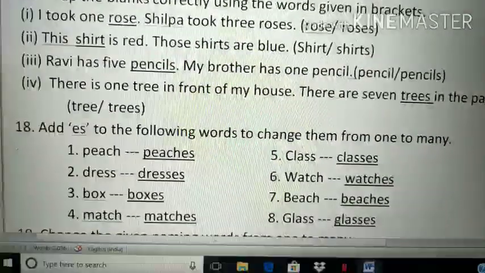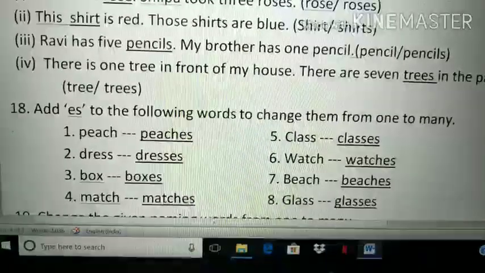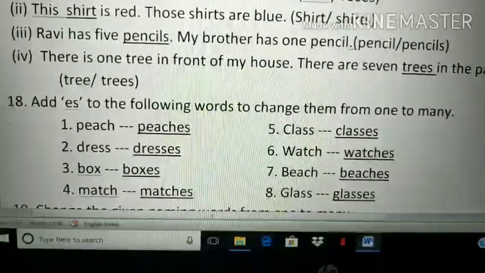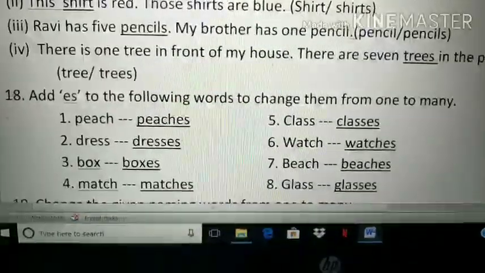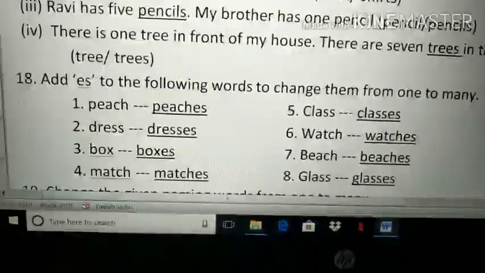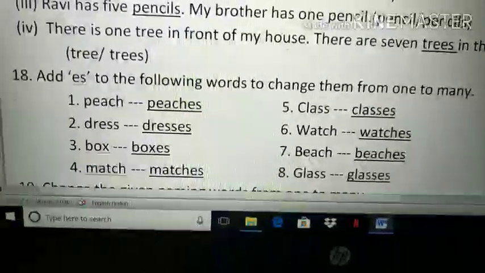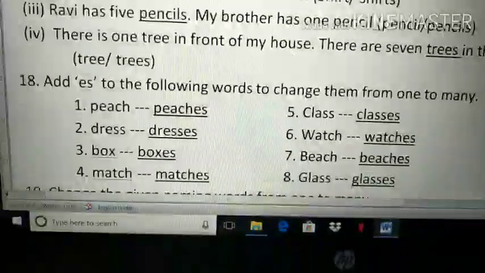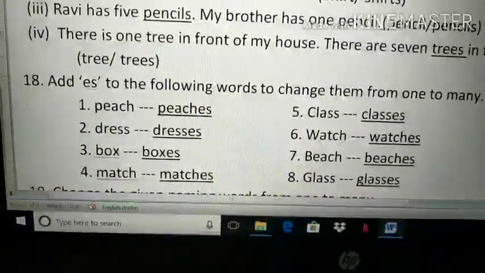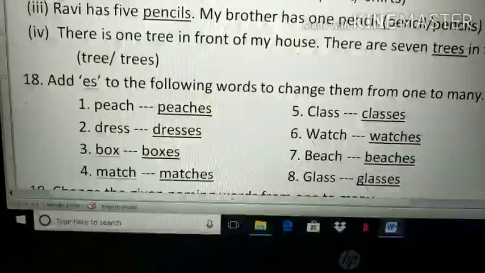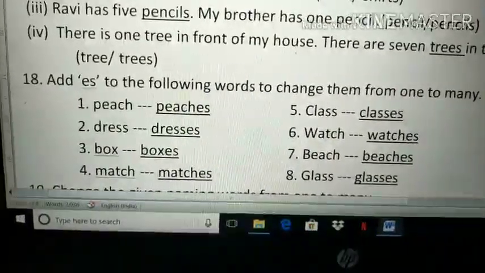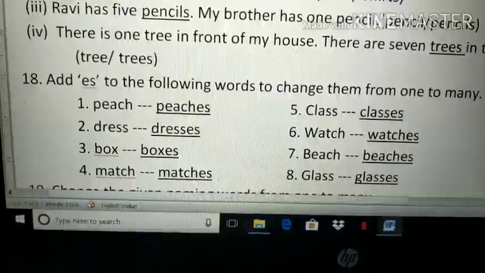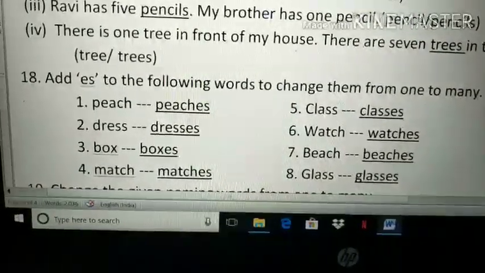Question number 18. Add es to the following words to change them from one to many. This, dress, box, match, glass, watch, this, glass.